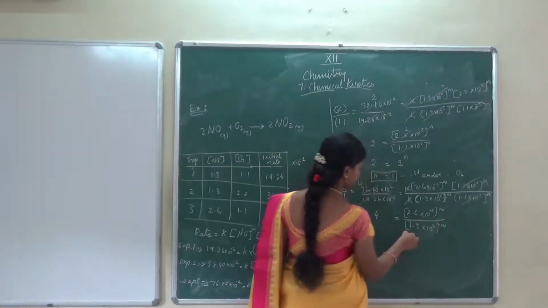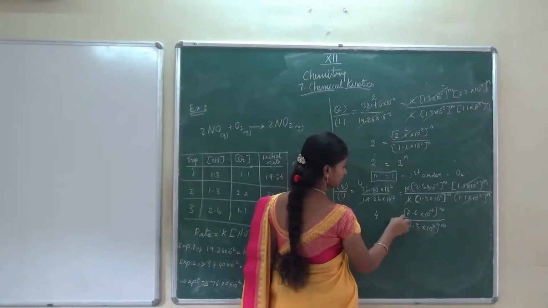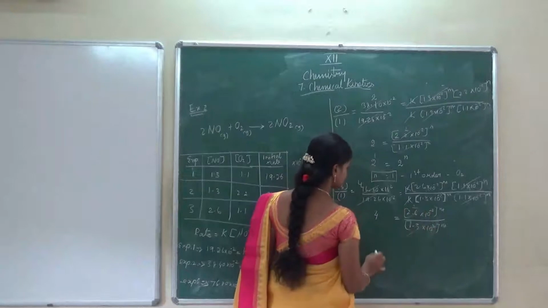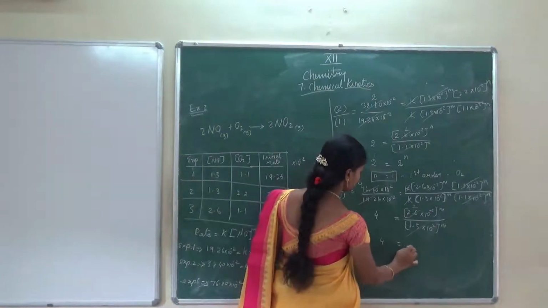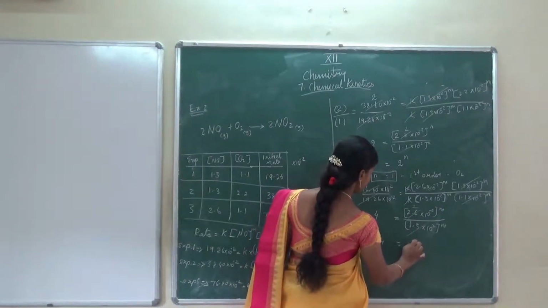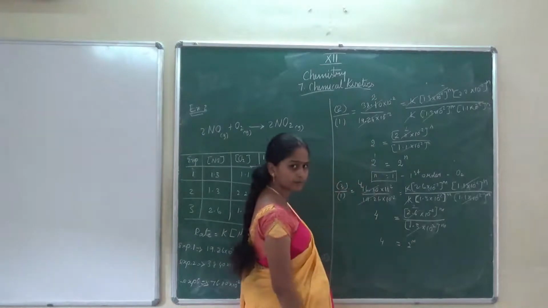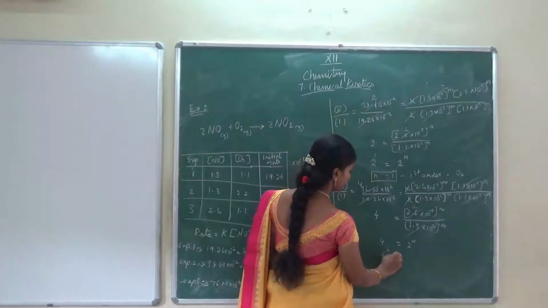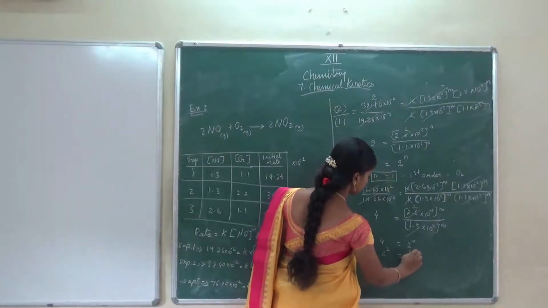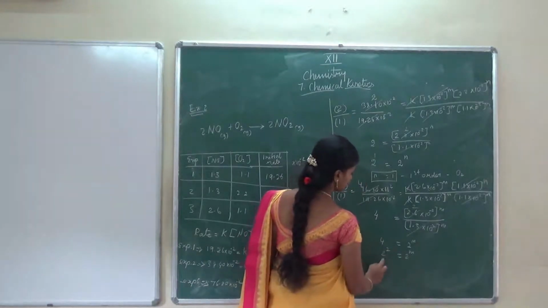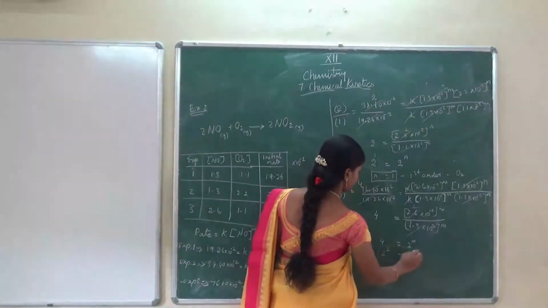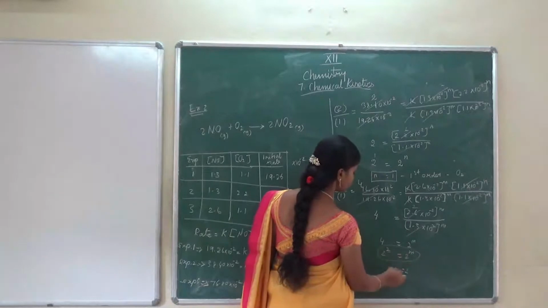When you simplify, 1.3 times 2 is 2.6, so you will get 2 times. So 4 is equal to 2^M. How will you write it? 2² is equal to 2^M. Now the base is the same, so we can write M is equal to 2.